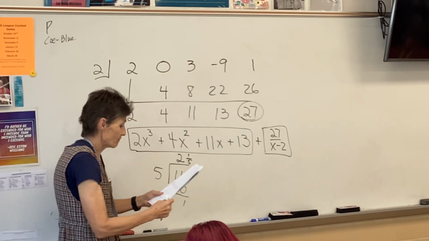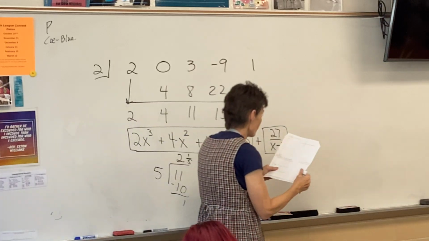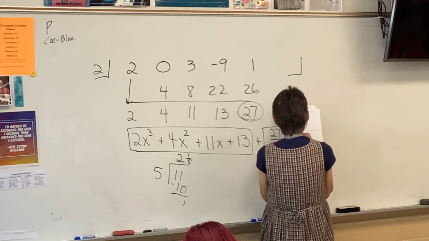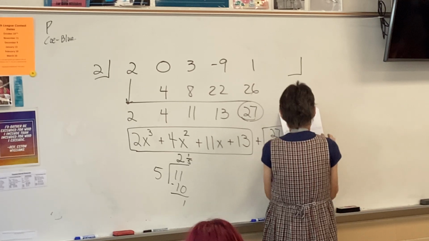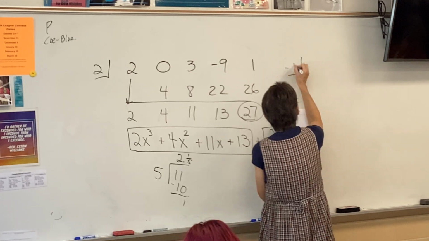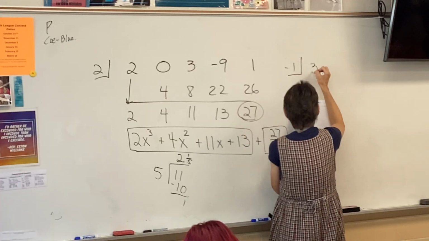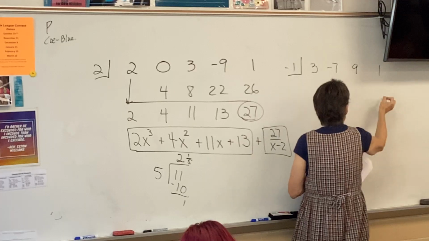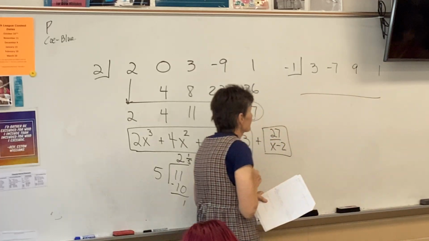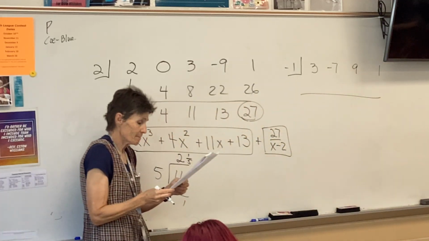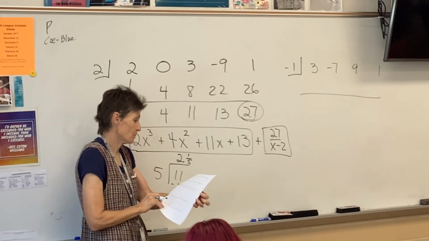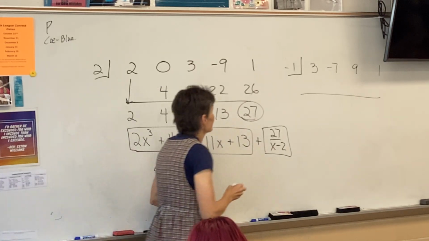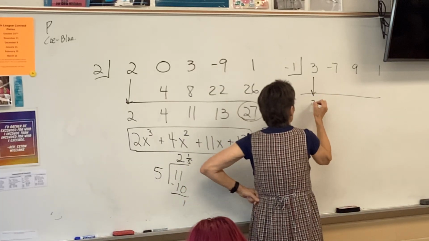All right, let's find the quotient and the remainder for B. What's gonna go in the box for problem 5B? -1. Any powers missing in this one? Nope, so I'm just gonna write down all the numbers. No powers are missing, so I don't need to worry about any zeros.